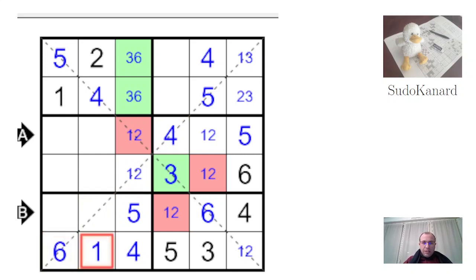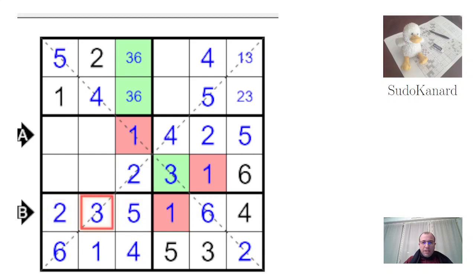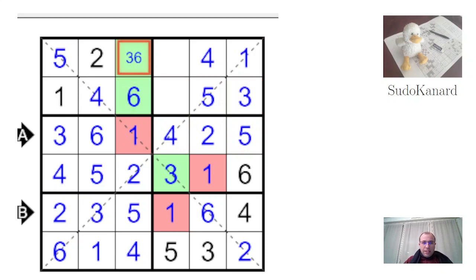So that's 6, that's 1, that's 2, let's put the 1 in the red cells, that's a 2, that's a 2, here 2 and 3, so that's a 3, that's a 2, here we need 4 and 5, and here we need a 3 and a 6, that's a 3, that's a 1, that's a 6, that's a 3, that's a 6, and that's a 2.